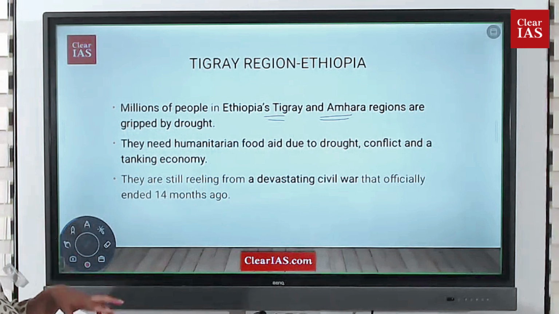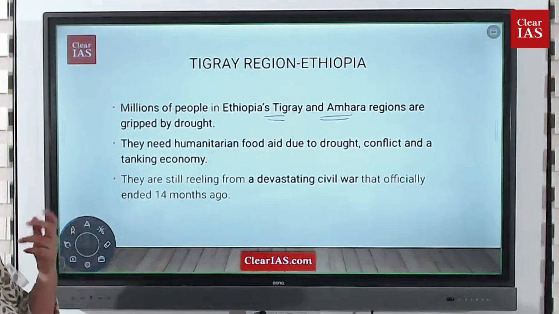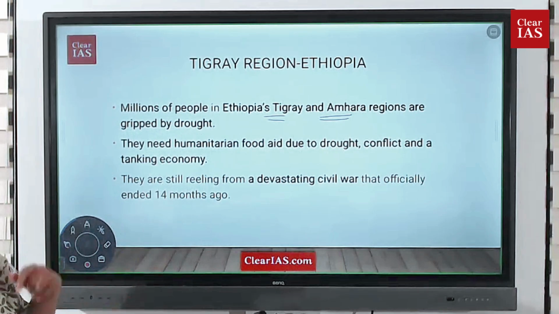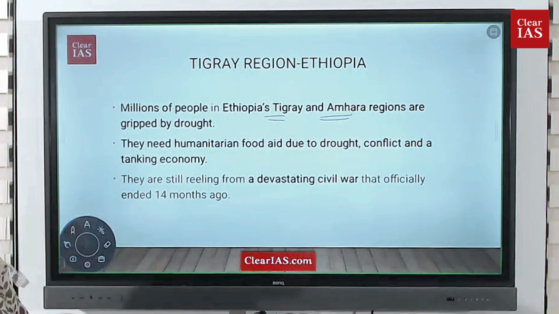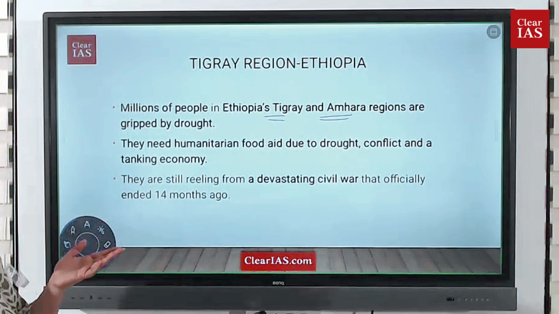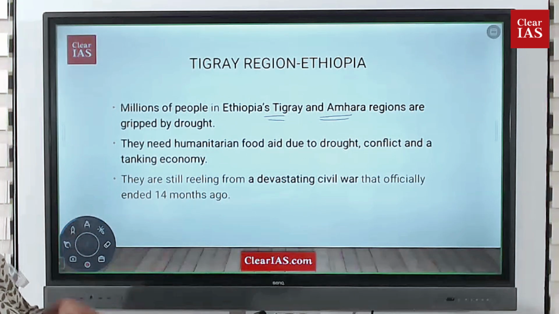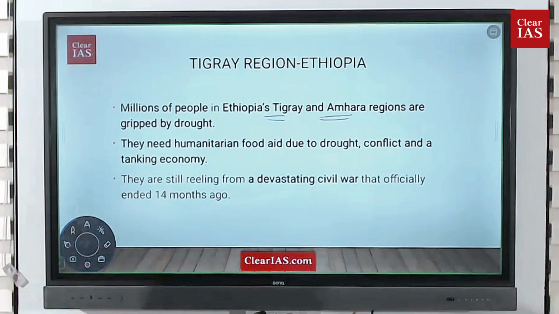And also there was a devastating civil war that happened before. So earlier they were in news because of the war. And now after the war, what happened? Drought hit them. At that point of time, people suffered due to war. Now they are suffering due to drought. So the people in Ethiopia are suffering very badly due to all these conditions.